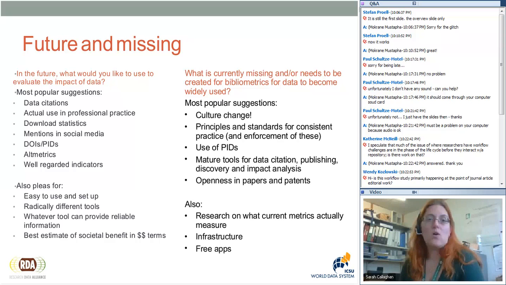In terms of things that are missing or need to be created for bibliometrics for data to become widely used, the most popular suggestion was by far and away culture change. We need to change the scientific culture and the research culture so that data citation and metrics for data are the norm. Other suggestions were principles and standards for consistent practice have to be developed and enforced so that people can work together and can standardize and harmonize with each other. People also want mature tools for data citation, publishing, discovery and impact analysis, and openness for data came up quite a lot as well in terms of open access and the like.